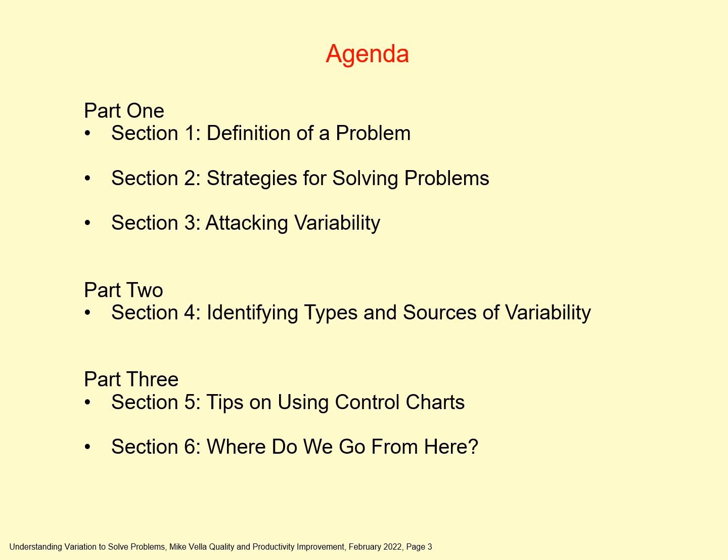So in this package, we do have three parts. In part one, we're going to be defining what a problem is, strategy for solving problems, then talking about attacking variability in terms of problem solving. In part two, we're going to be identifying the types and sources of variability. Part three, tips on using control charts, ultimately to break down and understand variation. And in section 6, a challenge of where do we go from here?